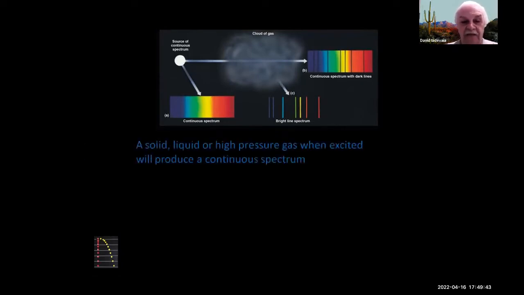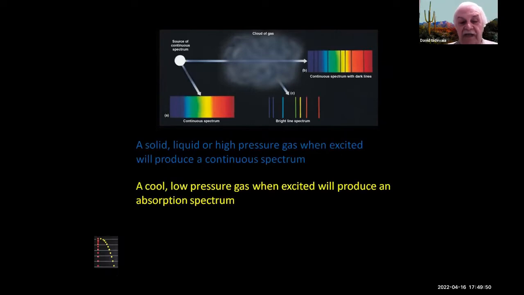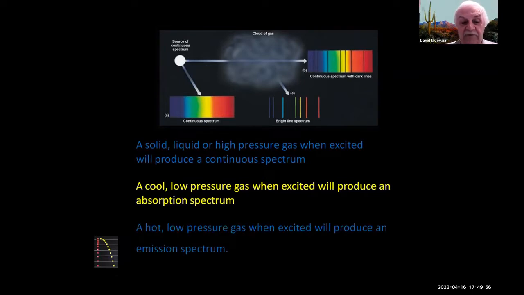So a solid, liquid, or high pressure gas, when excited, will produce a continuous spectrum. A cool, low pressure gas, when excited, will produce an absorption spectrum. And a hot, low pressure gas, when excited, will produce an emission spectrum. And these properties, known as Kirchhoff's laws, apply to all electromagnetic radiation. Again, depending on how you're detecting this signal that you're interested in will depend on what your equipment's going to look like.